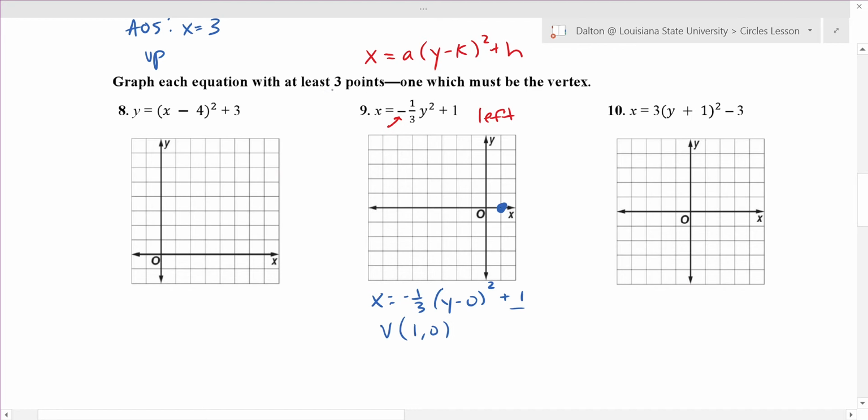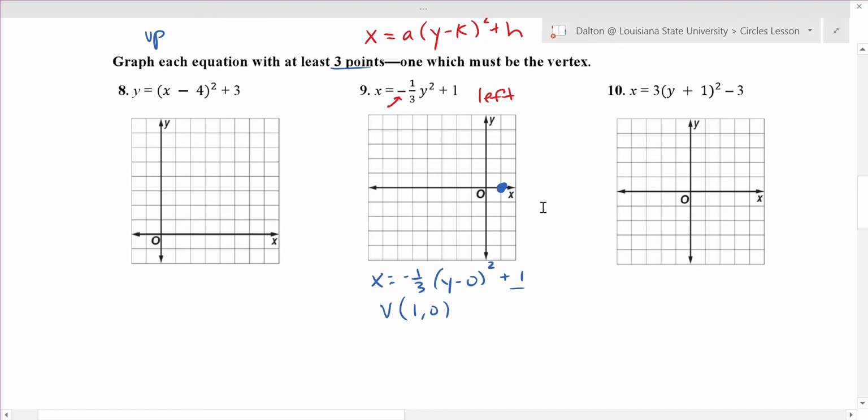Directions say graph it with at least 3 points, one which must be the vertex, which we've already found. To find 2 other points, I think my answer key may have been a little off, which is why this also may be tricking some of you. But to find 2 other points, because of the orientation of the parabola, you want to plug in y values and then substitute to get the x values. So first of all, if this is opening to the left, I know the axis of symmetry is the horizontal line at 0. And so it's good to pick one coordinate above, and then do the symmetric coordinate below. That's going to make the parabola as well.